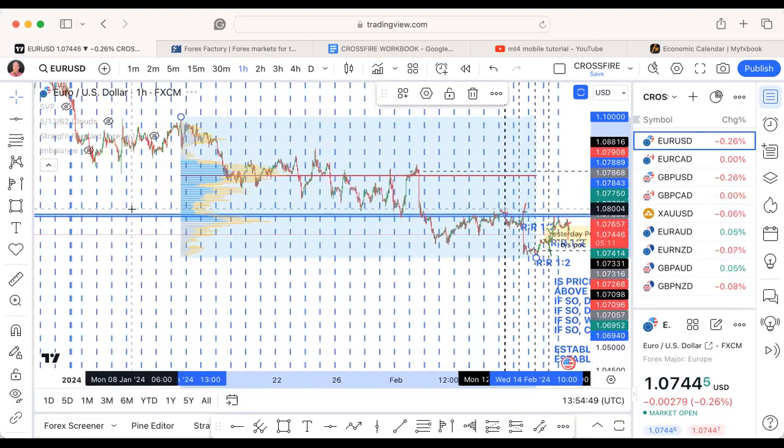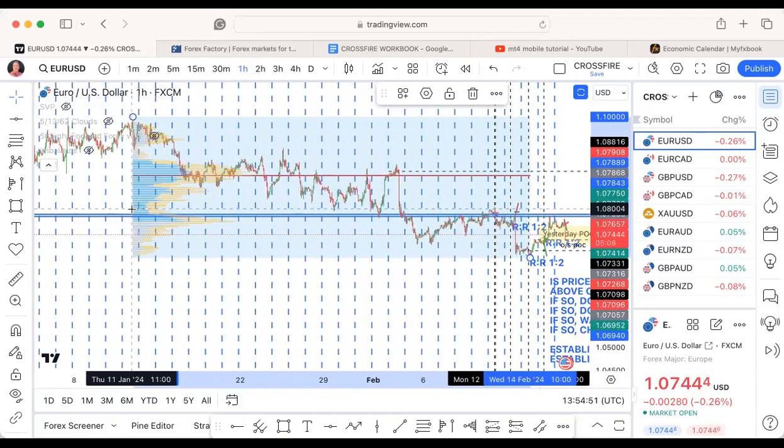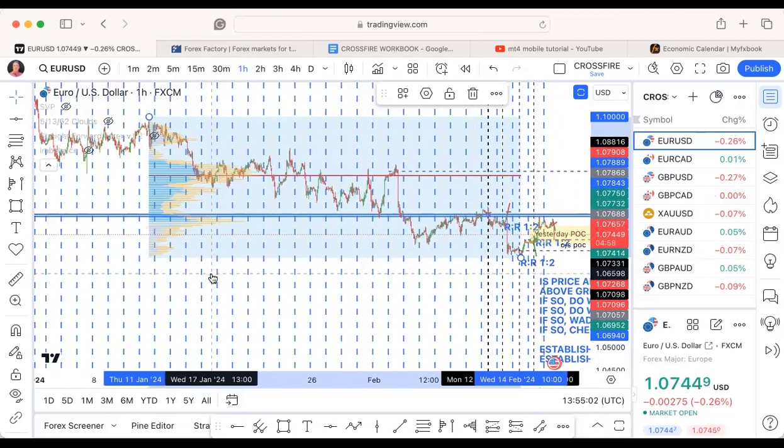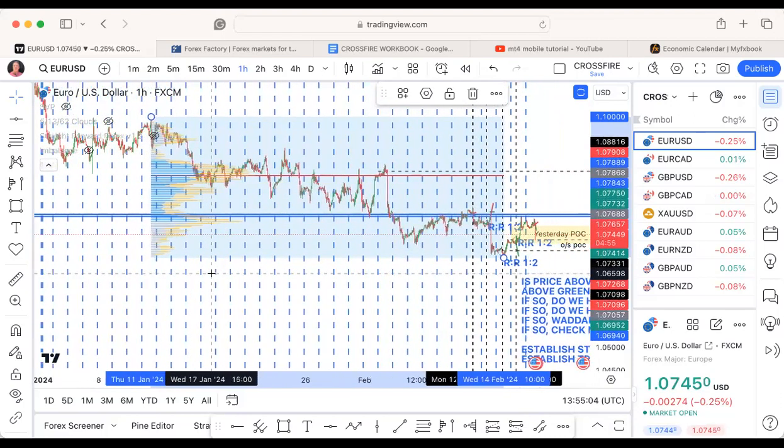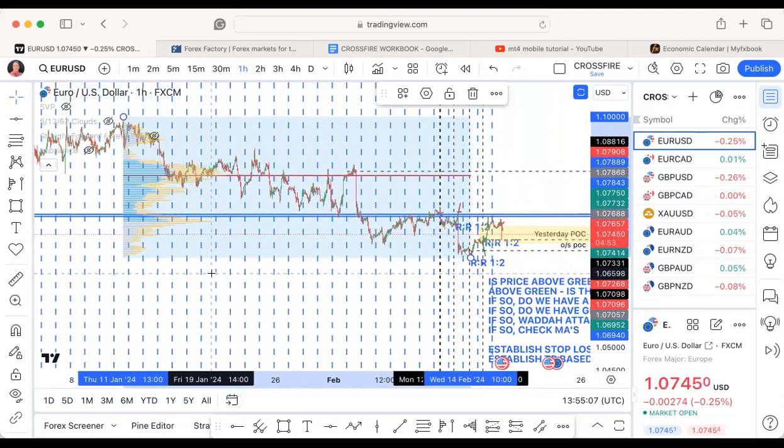If you want to learn more about volume profile, I think I did one video, and TradingView have got several videos on how to trade using volume profile. Does anybody have any questions on that? I know I've rattled through it fairly quickly.